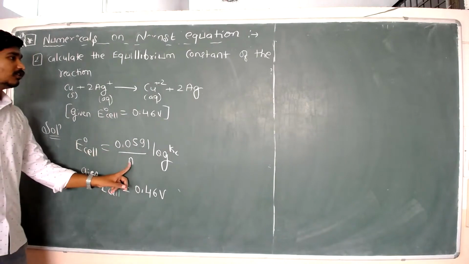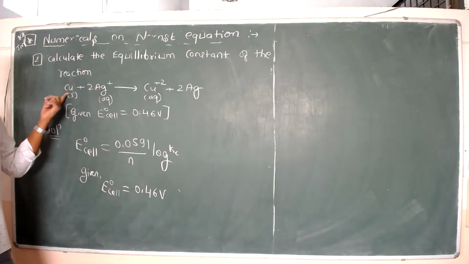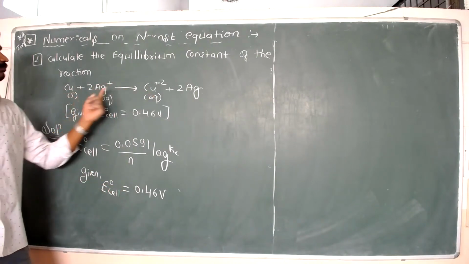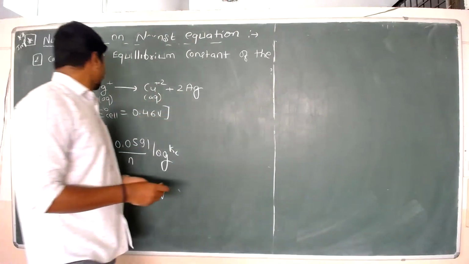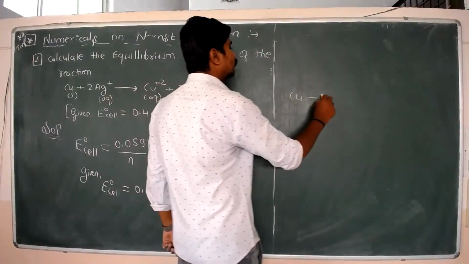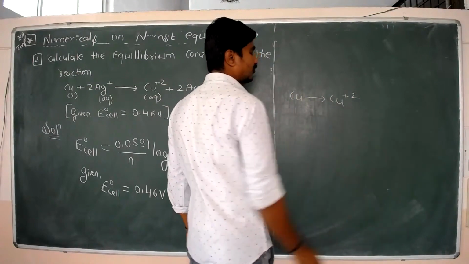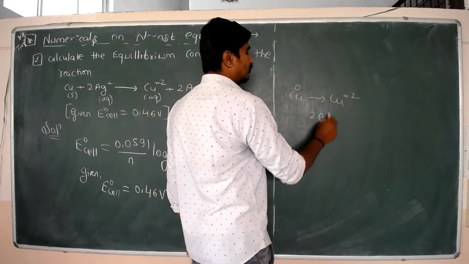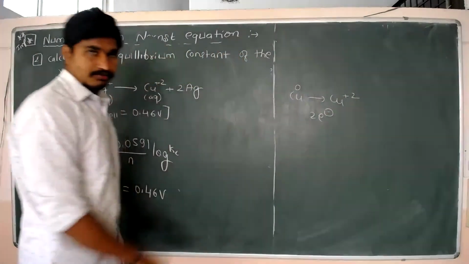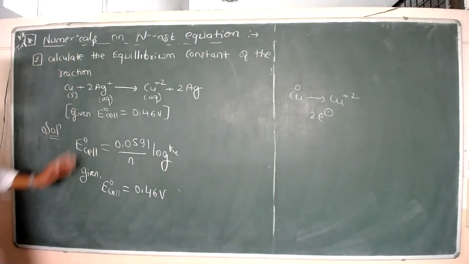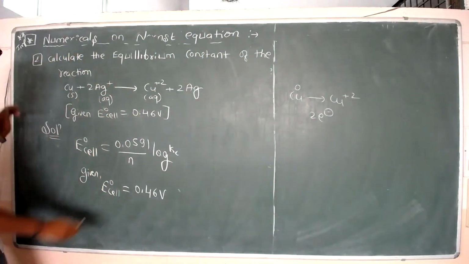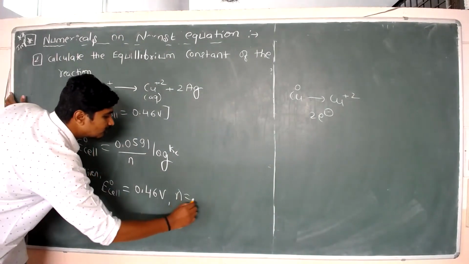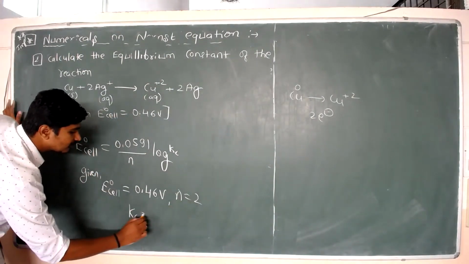Next, how to calculate the n value? Take any one, Cu to Cu 2 plus or 2Ag plus to 2Ag. I am taking Cu first. Cu to Cu 2 plus: here oxidation number is 0, here oxidation number is plus 2. Therefore the number of electrons is 2. So how many electrons are involved in the reaction? 2. Therefore n is equal to 2, and he is asking Kc is equal to how much?